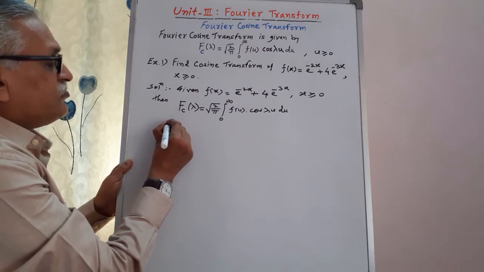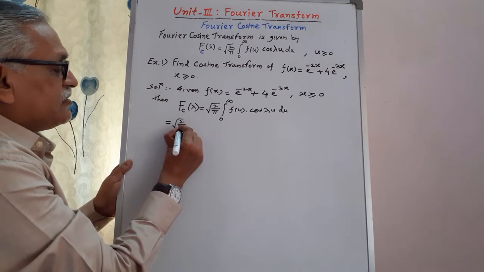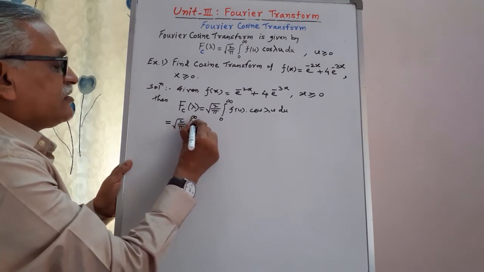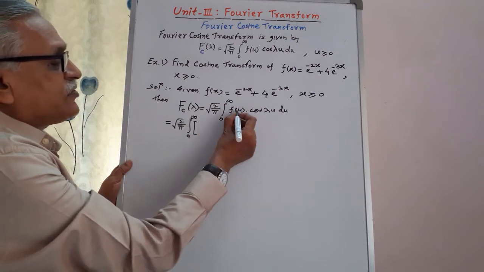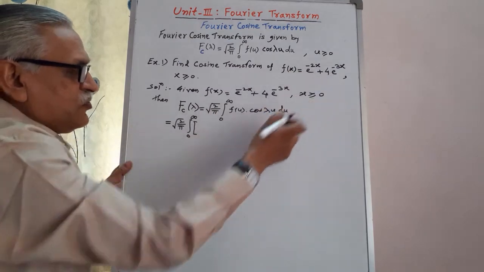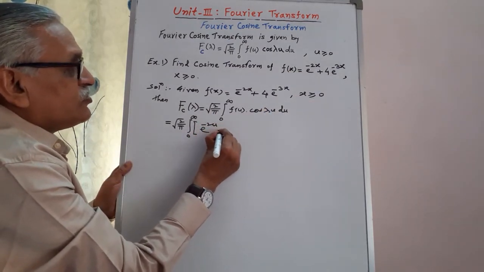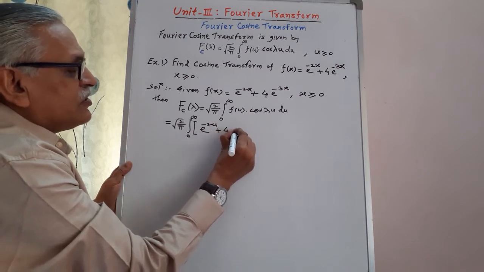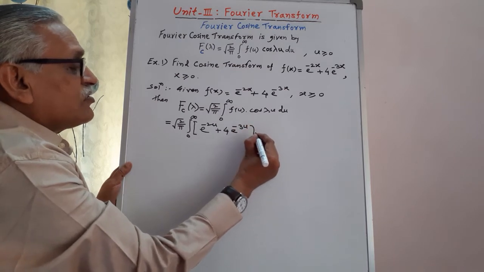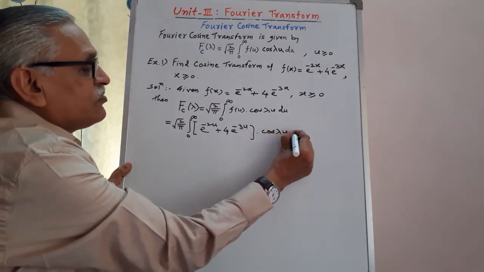It is equals to root 2 by pi integral from 0 to infinity. Substitute the value of f of u, f of x converting in terms of u, it becomes e raised to minus 2u plus 4 e raised to minus 3u into cos of lambda u du.